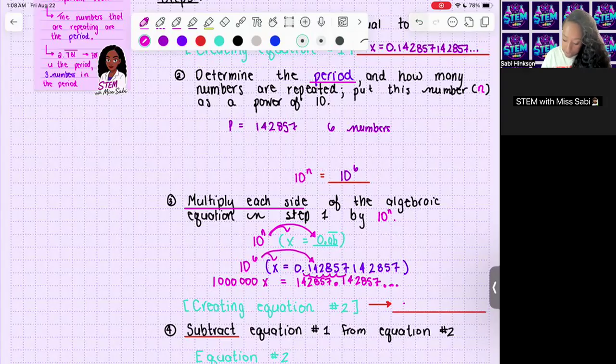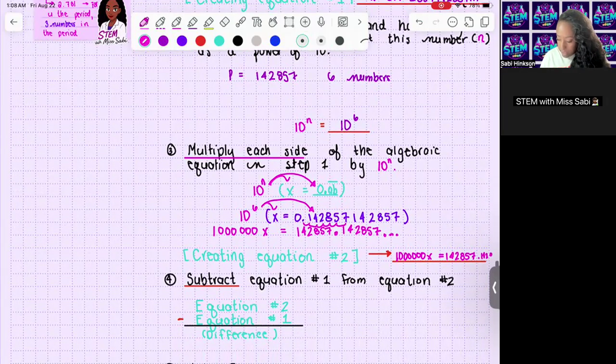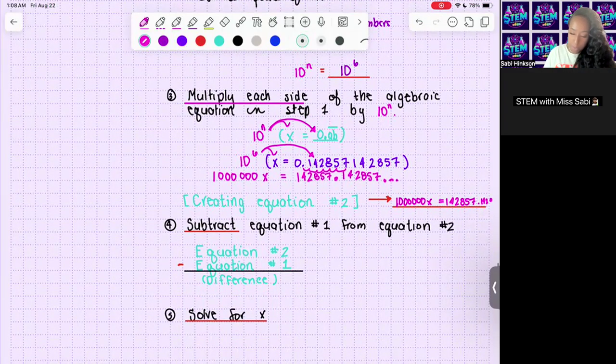And then I'm going to write it over here. Can I fit it? Let's see. x is equal to 142,857.142, you get it, 857. It's tiny, you get the idea. So that's equation number 2. This step here, we're going to subtract equation number 1 from equation number 2.